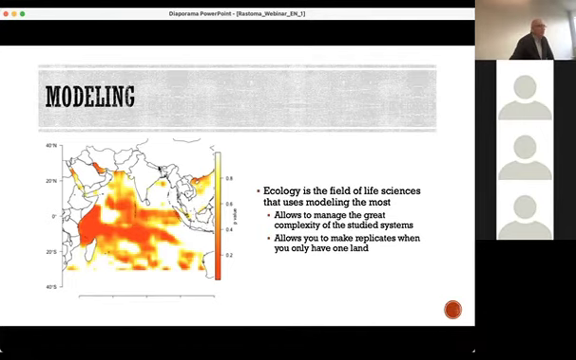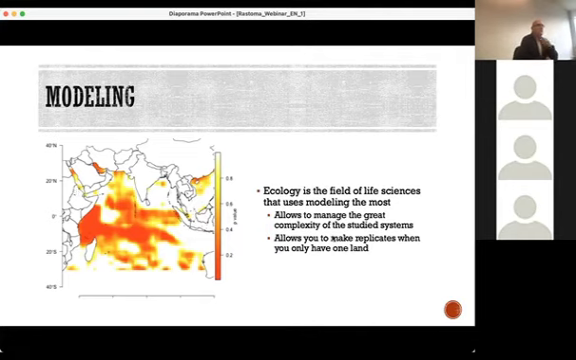Why is modeling important in conservation science? First, it allows you to manage the great complexity of the studied system. Here we have turtle nesting, and we have all the oceanography at the scale of the Indian Ocean to take into account. Without modeling, it would be impossible to test some hypotheses at this scale.